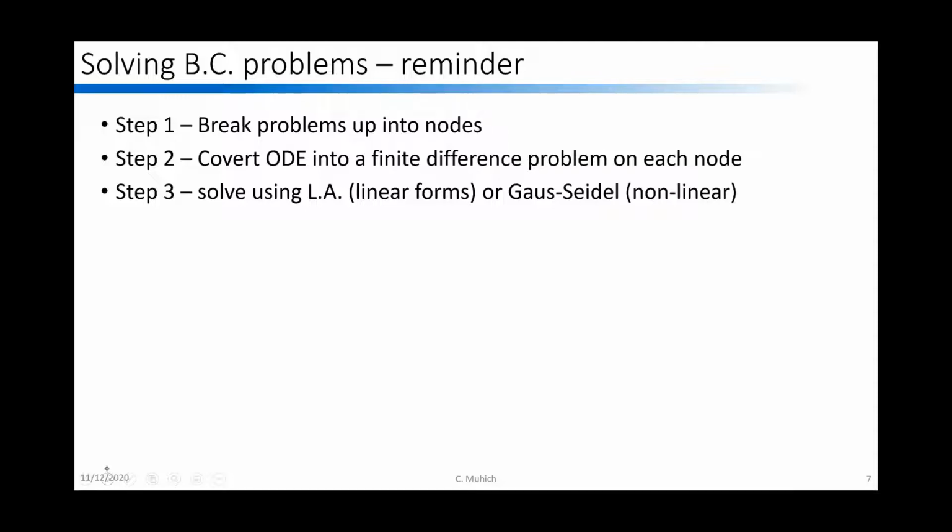The idea is we're going to break our problem up into different nodes. This time, instead of having the nodes only be in one dimension, we're going to have them in 2 dimensions. Same idea, we're not going to cover it, but you could then go into 3 dimensions, 4 dimensions, whatever, as the problem becomes more complex. We're then going to convert our ODEs into a set of finite difference problems on each node, and then we're going to solve them either using linear algebra or some sort of nonlinear solving technique like Gauss-Seidel.